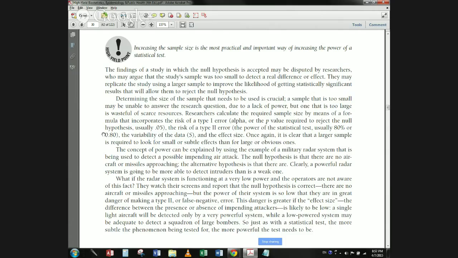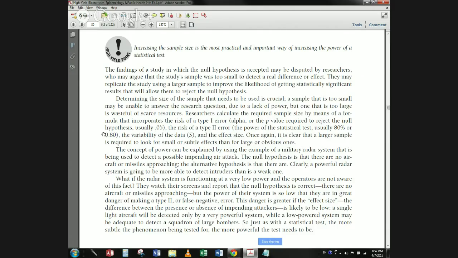Once again, it is clear that a larger sample is required to look for small or subtle effects than for large or obvious ones. The concept of power can be explained using the example of a military radar system that is being used to detect a possible impending air attack. The null hypothesis is that there are no aircraft or missiles approaching. The alternative hypothesis is that they are. Clearly, a powerful radar system is going to be more able to detect intruders than is a weak one. What if the radar system is functioning at a very low power and the operators are not aware of this fact? They watch their screens and report that the null hypothesis is correct.